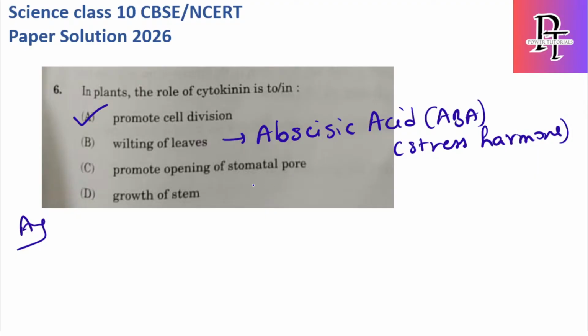So growth of stem happens by gibberellins. Promote opening of stomatal pore. This I have some doubts about, so let me just cross-check.